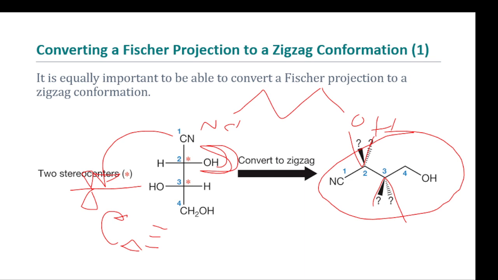That's because of the zigzag. Yeah. Because in reality, instead of being, this is what this Fischer projection would look like, which is actually impossible, right? Instead, I need to account for the zigzag.